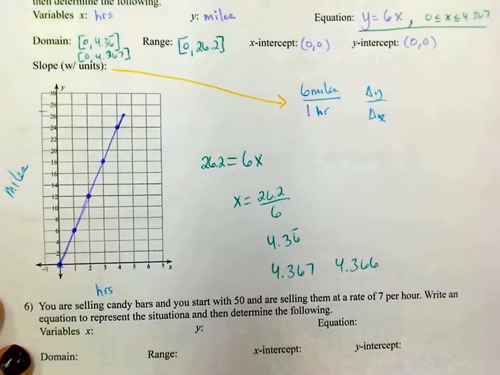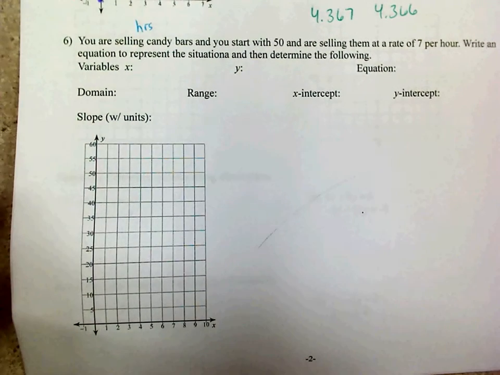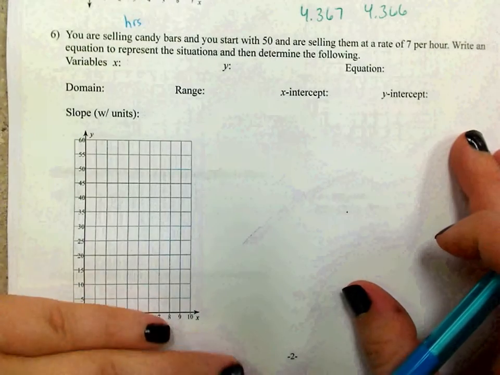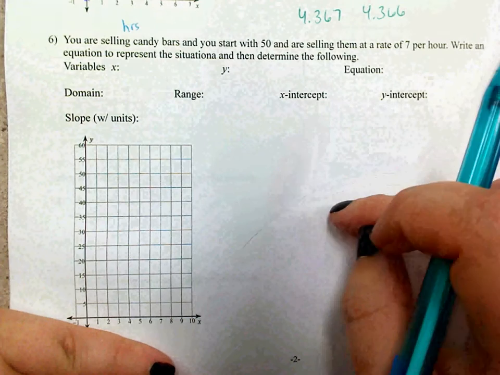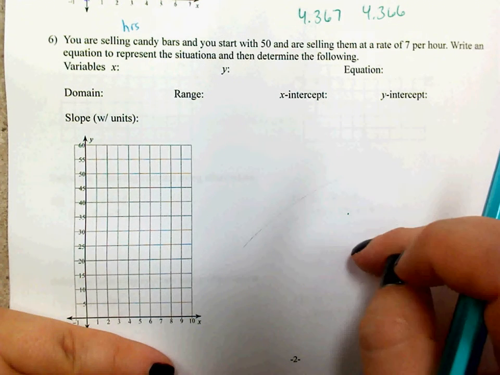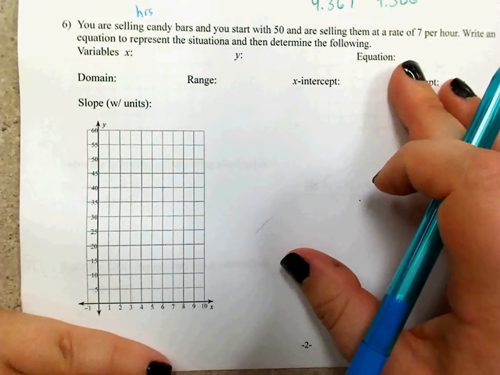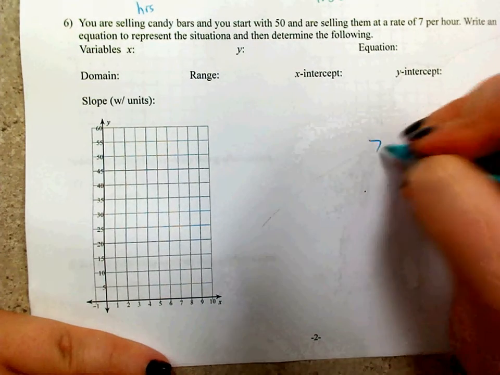Okay. You are selling candy bars, and you start with 50 and are selling them at a rate of 7 per hour. Okay. So we've got candy bars and we've got the rate at which you're selling them, 7 per hour. Write an equation to represent the situation and determine the following. Okay, so if you start with 50 and you're selling them, then it seems like the number of candy bars you have is decreasing.